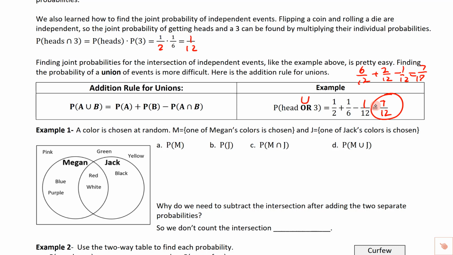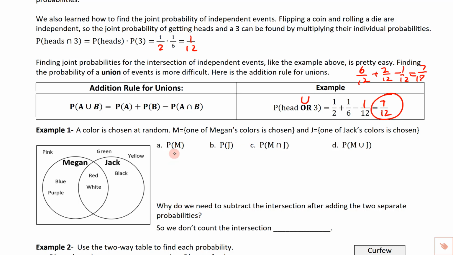Okay? Now, I'm going to show you an example of this. There are some problems just like this one, and you can see why we have to subtract off that little intersection. There are some problems like that on your assignment. We're going to look at a different one, this one right here. We've got the same ones, Megan's colors and Jack's colors.